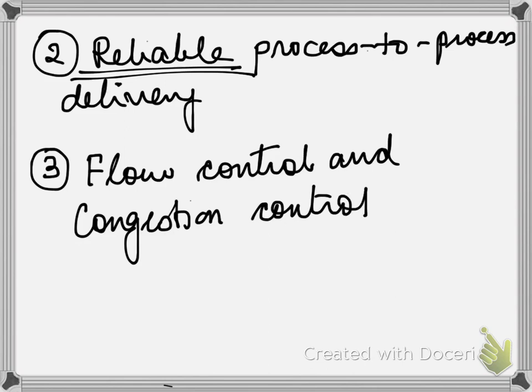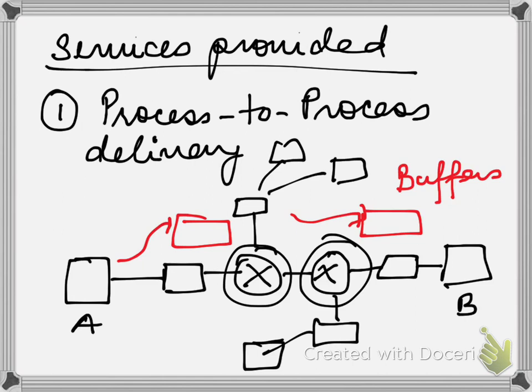Flow control and congestion control. So let's say here again, A is sending something to B. Some process of A is sending to some process of B. Now A can send very fast, say at 20 Mbps, and B can receive at say 10 Mbps. So A is sending very fast, B cannot process those data, B is overwhelmed with the data. So what happens? Packets will be dropped because B cannot handle it.